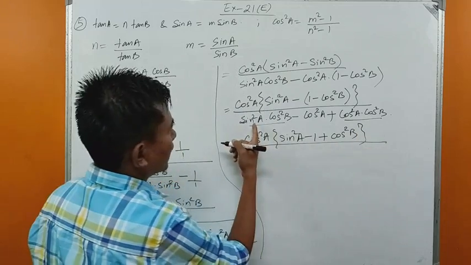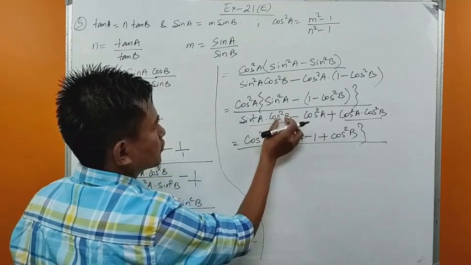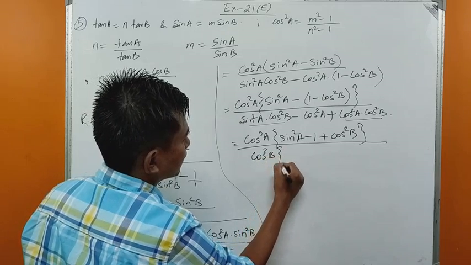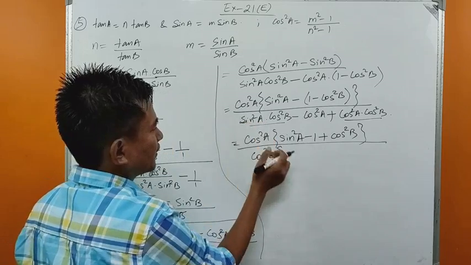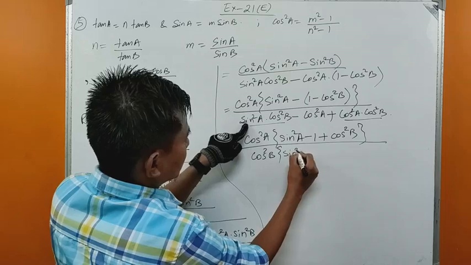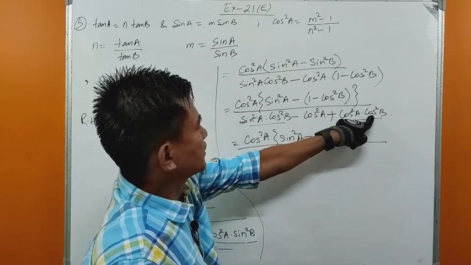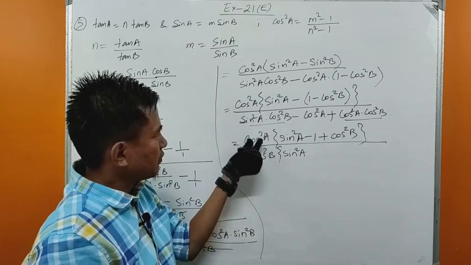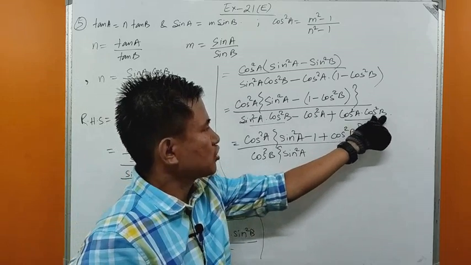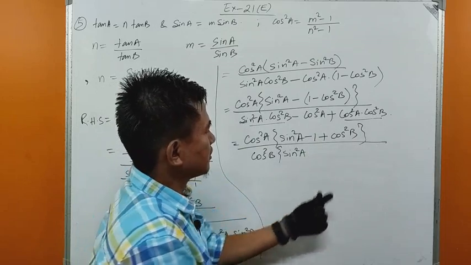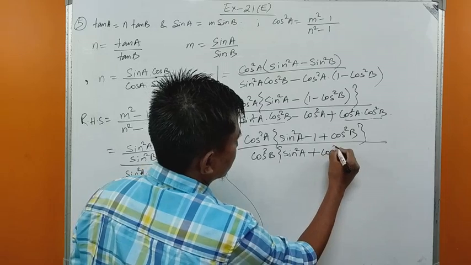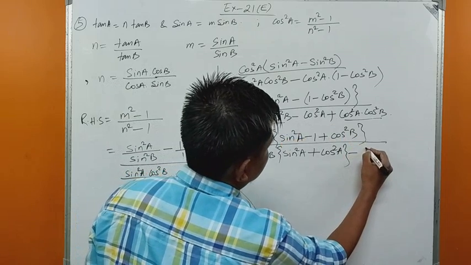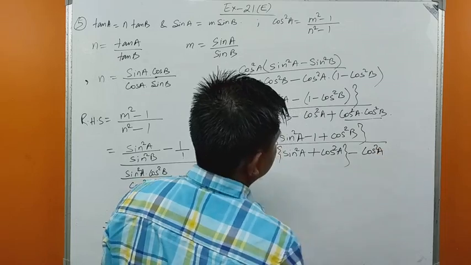And in the denominator we have, let's take cos square B common from these two. Within the bracket remains sin square A. This cos square B is taken common, and this cos square A remains within the bracket, plus cos square A, isn't it? So this minus cos square A remains outside the bracket.